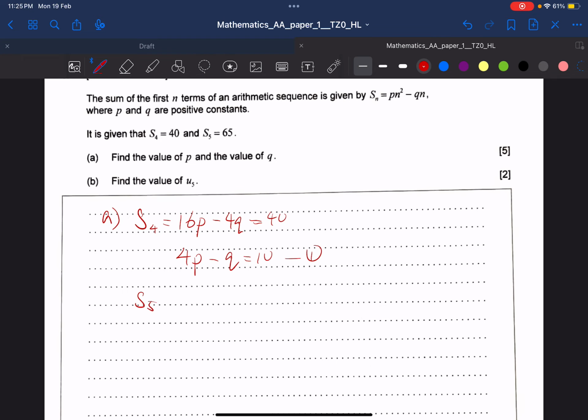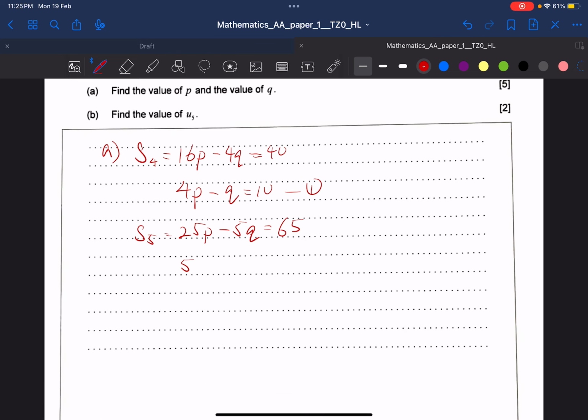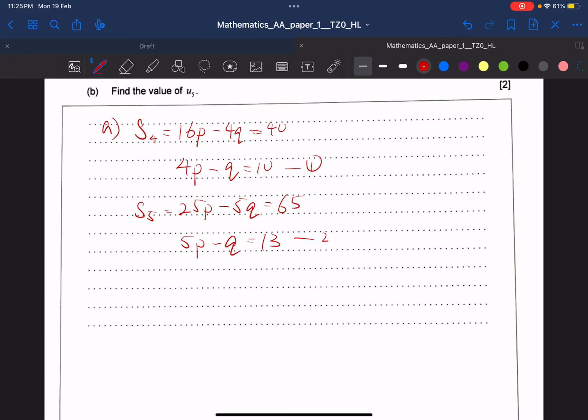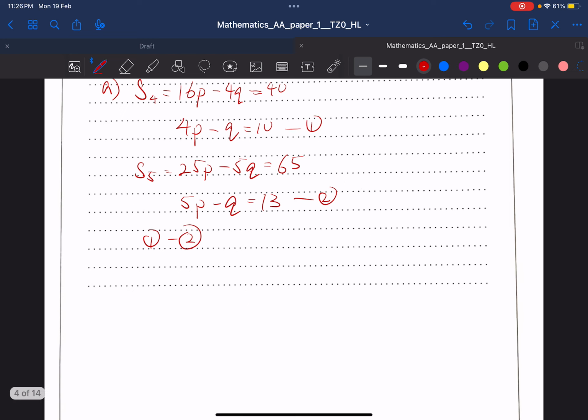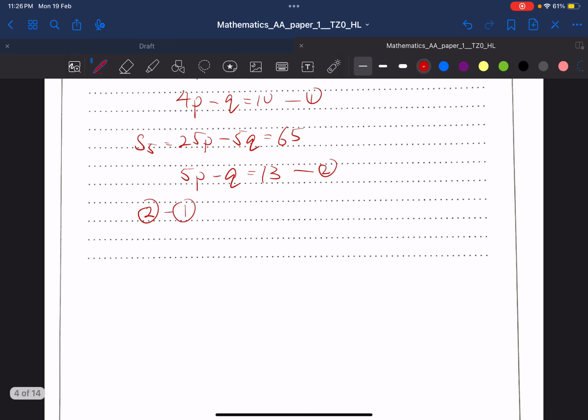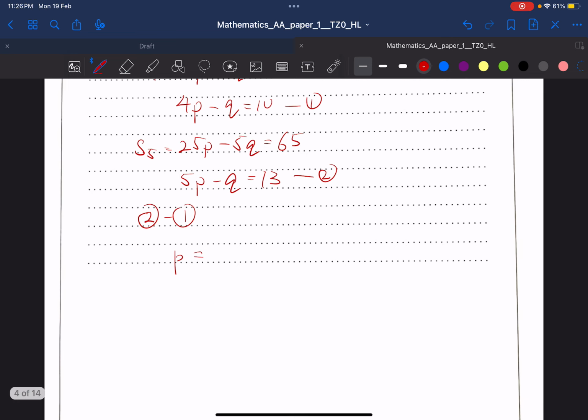The second equation would be the sum of 5: 5 squared is 25 minus 5q equals 65. Divide everything by 5 again, and 65 divided by 5 is 13, right? Yeah, I think so. Then we just use elimination to get rid of the q in the middle. I think 2 minus 1 is better so we have positive numbers. P equals 3.